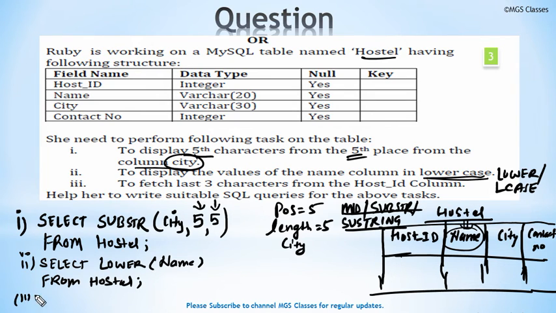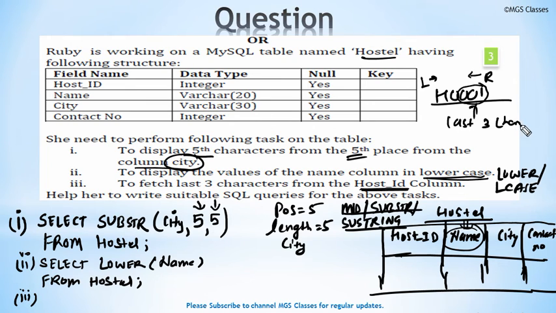Now we are answering the third question. The third question is to fetch the last 3 characters from the hostel ID. Let's suppose a hostel ID is 001. We are interested in the last 3 characters. This is the left side, this is the right side. If we fetch 3 characters from the right side, then it will be the last 3 characters, remember. So you can apply the RIGHT function here, and if it was asked to fetch the first 3 characters, then you have to apply the LEFT function.